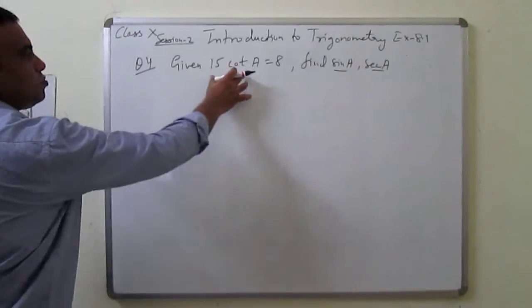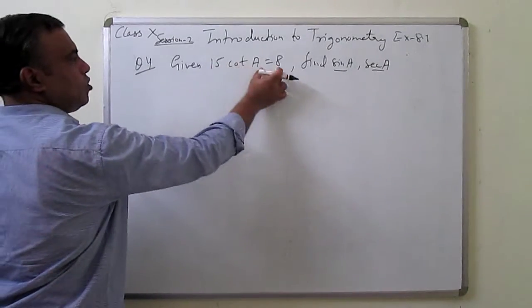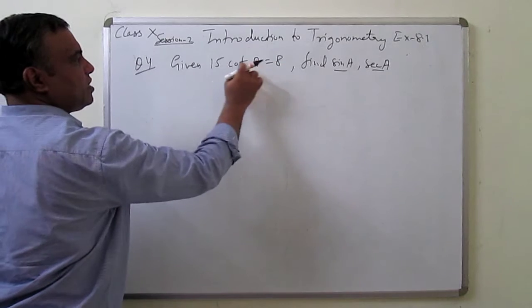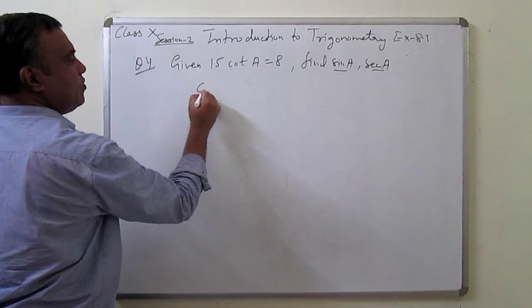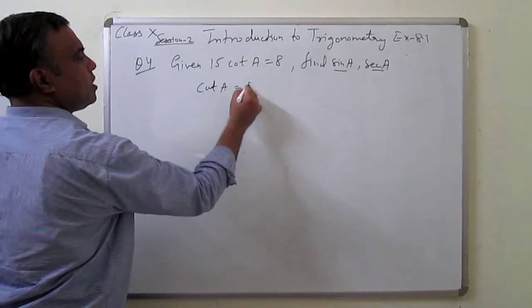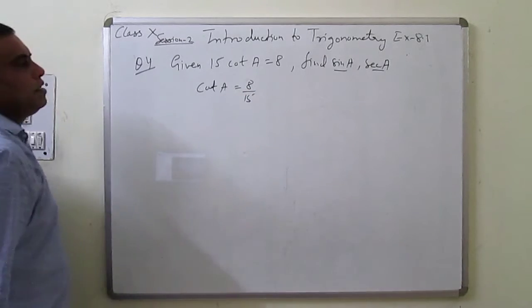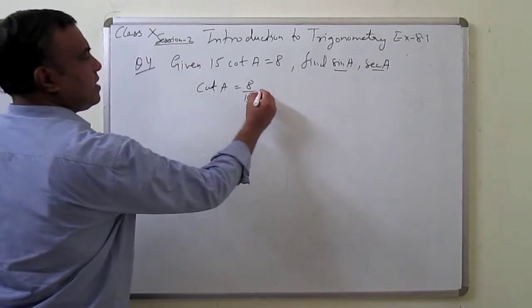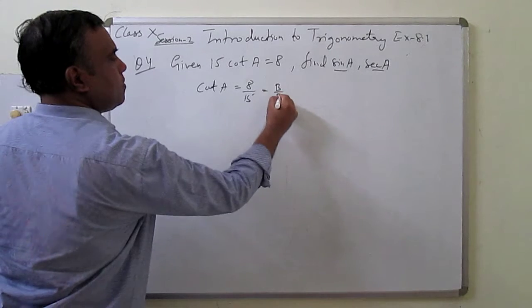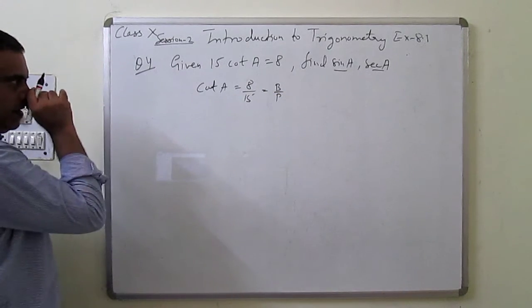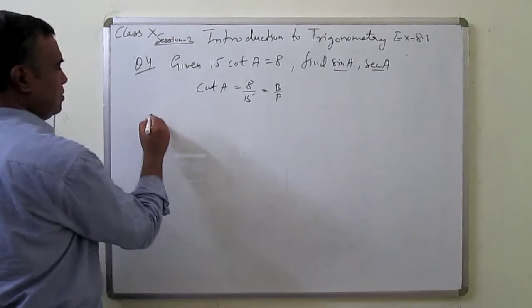तो you know the cross multiplication. Digit goes to digit side. 15 cot A is equal to 8. 15 transpose that side. You will get cot A is equal to 8 upon 15. This is 8 upon 15 and this is what? Base upon perpendicular.